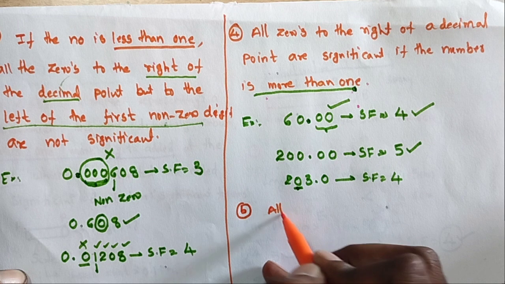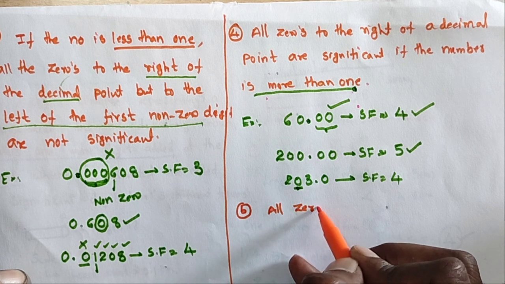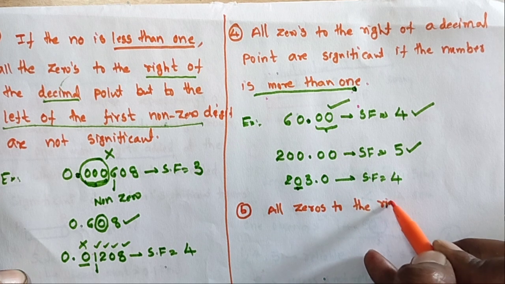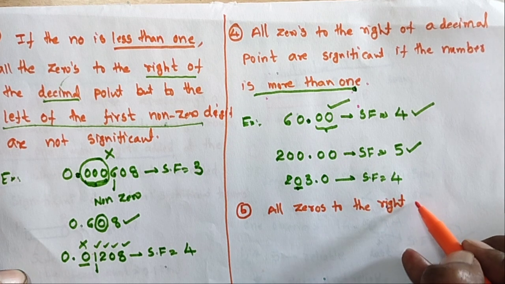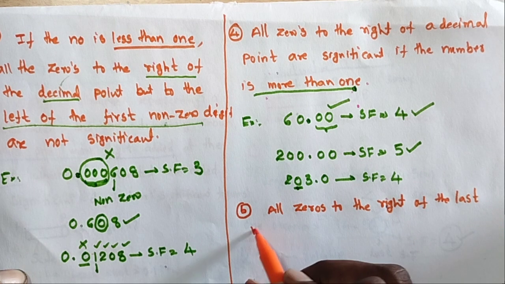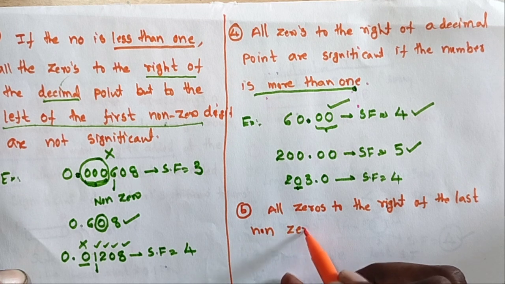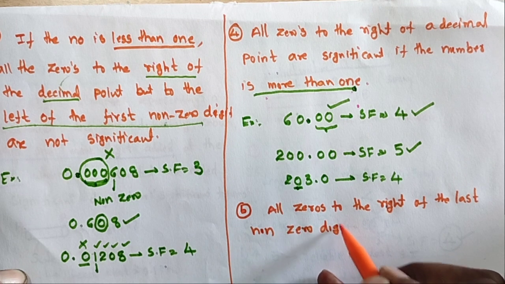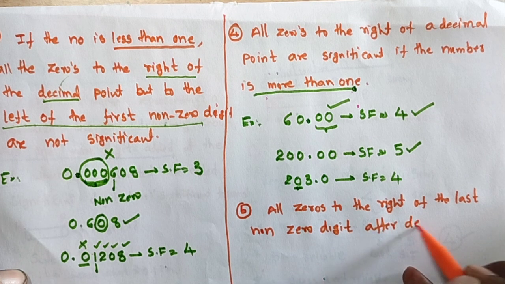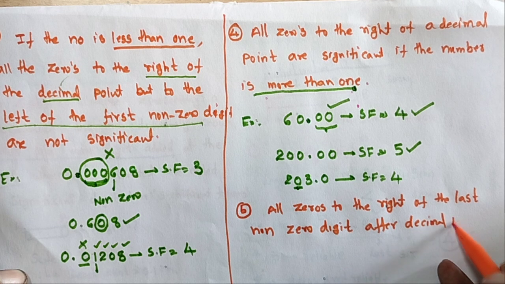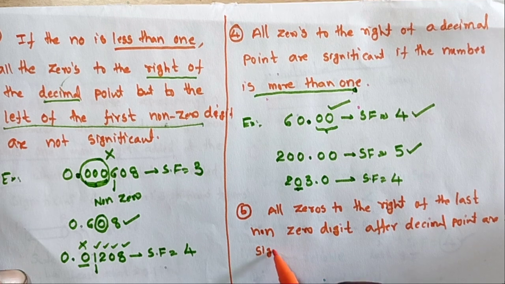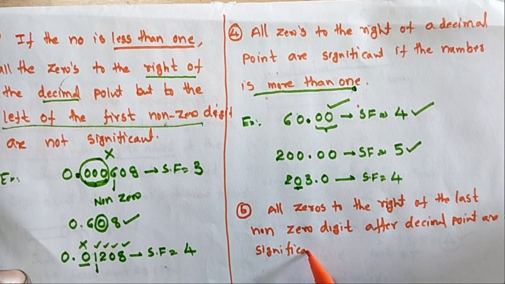And next one, all zeros to the right of the last non-zero digit after the decimal point are significant.